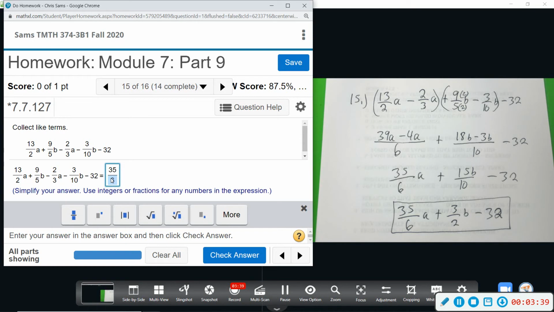Divided by 6a plus 3 divided by 2b minus 32.